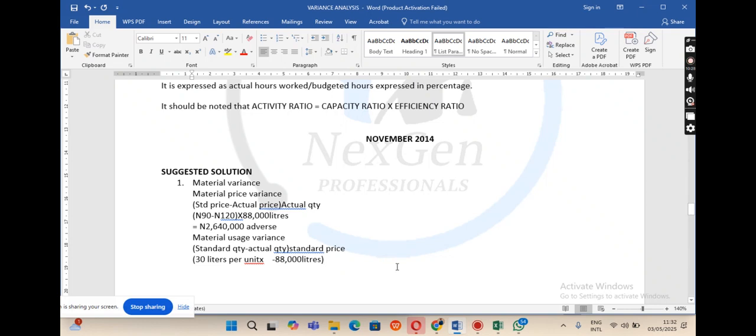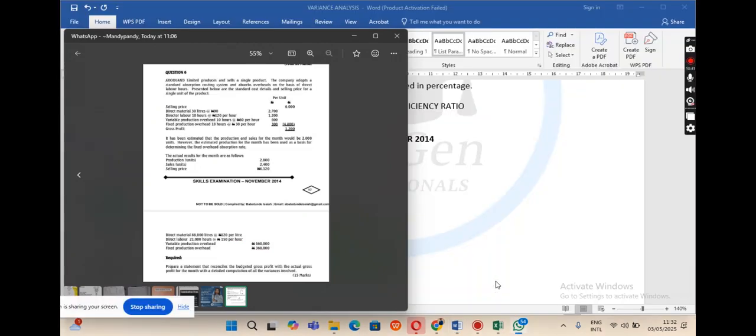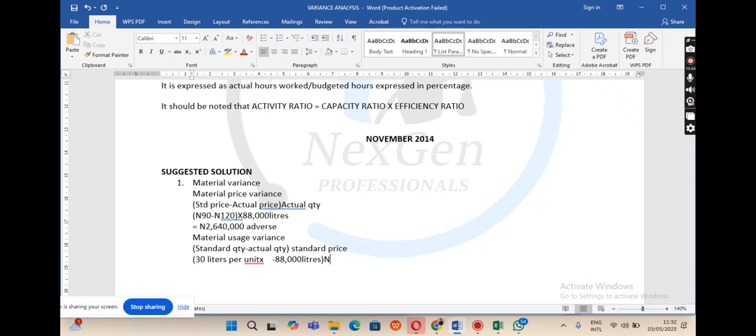Interesting. I like that. But don't worry. What is the standard price? 90. You are actually right, because you have the actual quantity. The actual quantity is 88,000 liters.